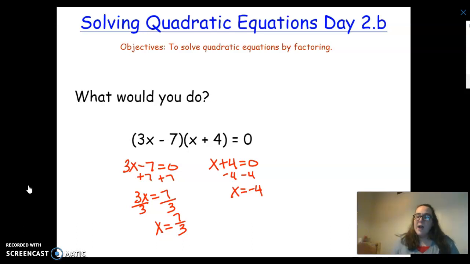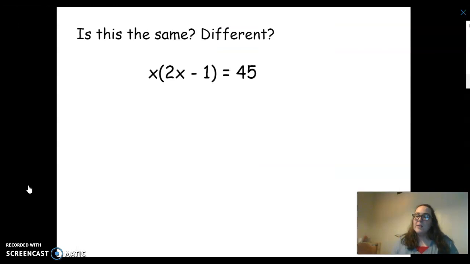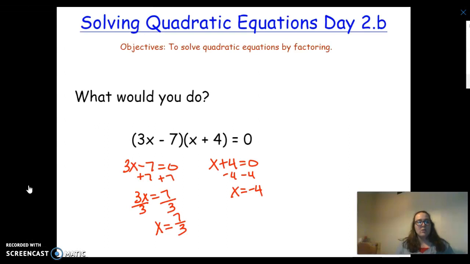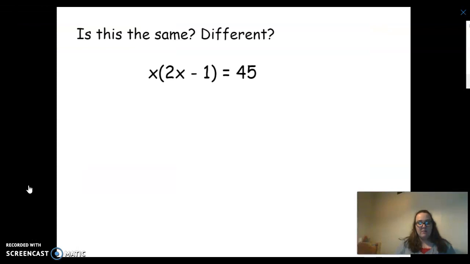So now that I've given you that, is this the same thing? I have x times 2x minus 1 equals 45. So is this the same as over here where it was equal to 0? Or is it different? The answer to this right here is it's different. Okay, what makes it different? It's not equal to 0, it's equal to 45.